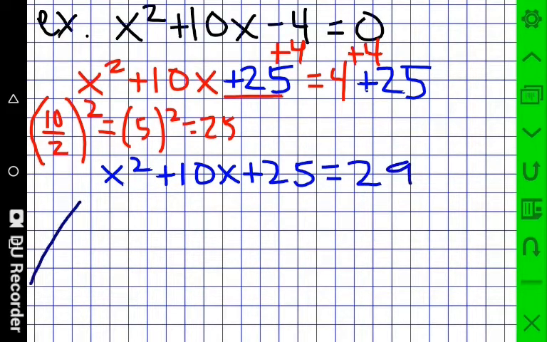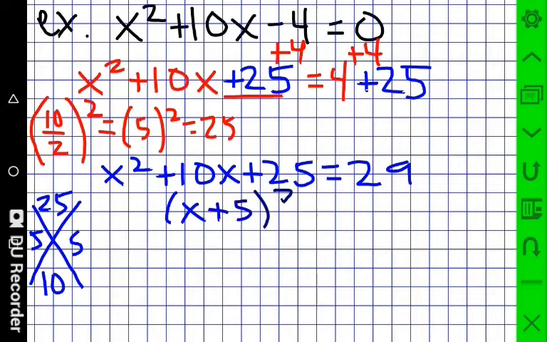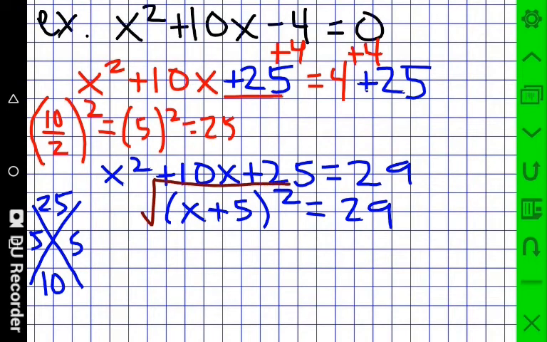I'm now going to go ahead and do the x method. I'm going to ask myself what two numbers multiply to 25 and add to 10. They should be the same again if I do it correctly. So I get x plus 5 squared equals 29. I'm now going to go ahead and square root both sides. So the x plus 5 falls out.